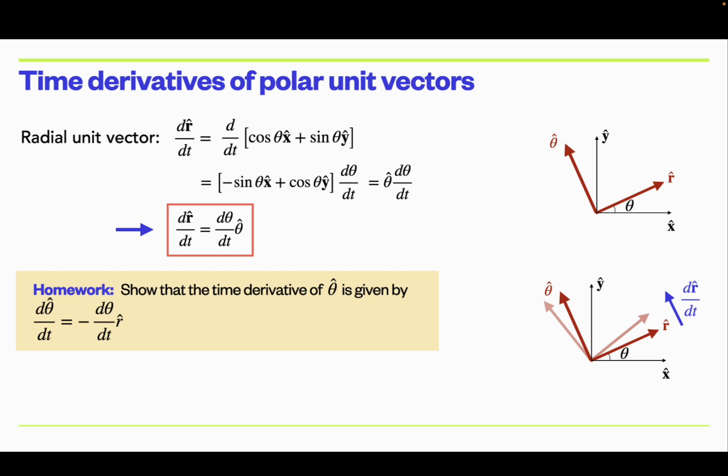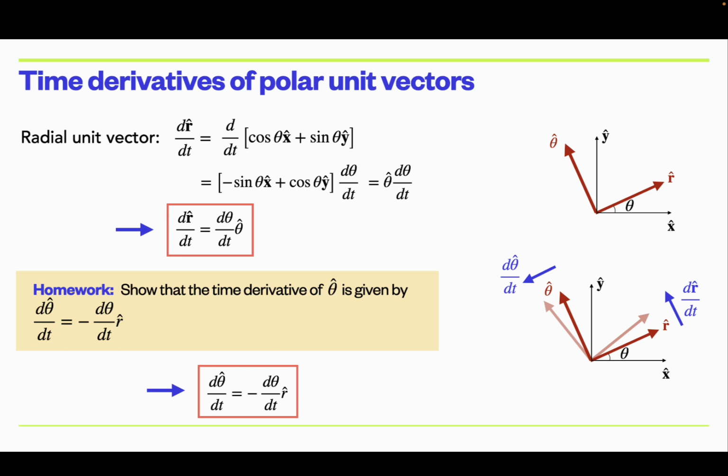You can show by a similar analysis that the time derivative of the theta hat unit vector is minus d theta dt times the r hat unit vector. So what does that mean? It means that this theta hat vector, as it goes from here down to there, that direction is pointing down and to the left. It's pointing in this direction, which is in the opposite direction of the r hat vector. So that's why it's a negative r hat. And again, the magnitude of that change is omega, d theta dt.